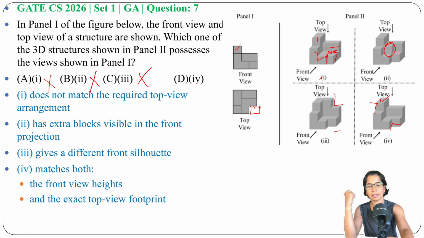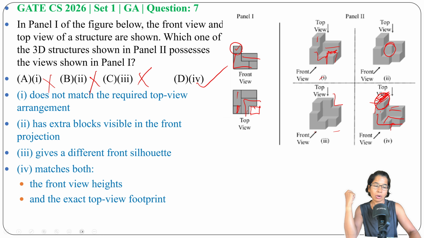Hence, this is correct. If you see according to the front view, there is a block here and there is a cut. And if you see the top view, then this one is here a little down. Then this part is here and this is here. So all are present. Hence, option D is the answer. The fourth 3D image is matching the front view and top view.